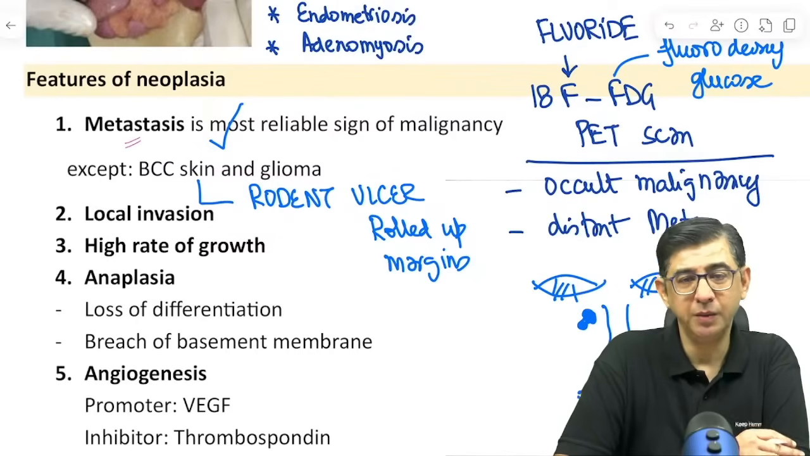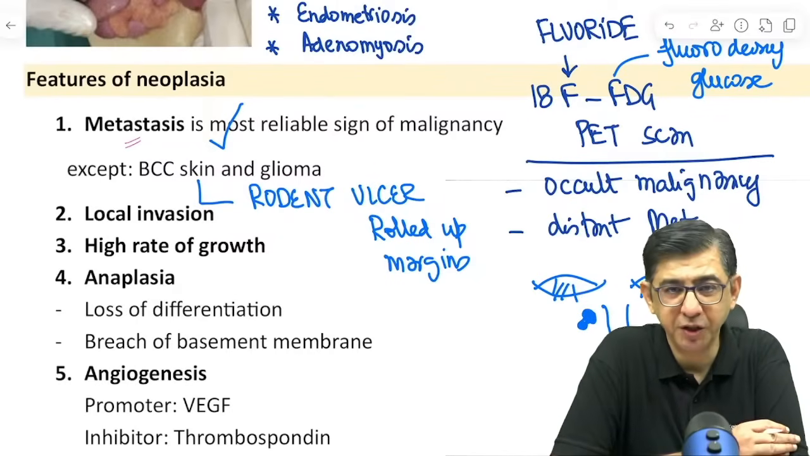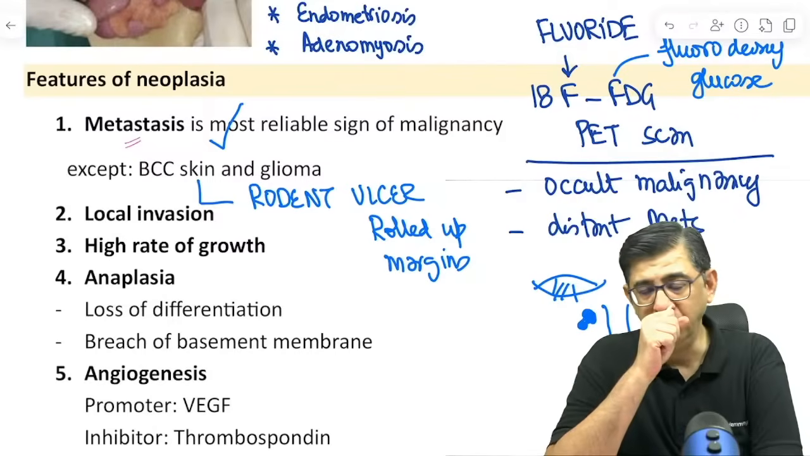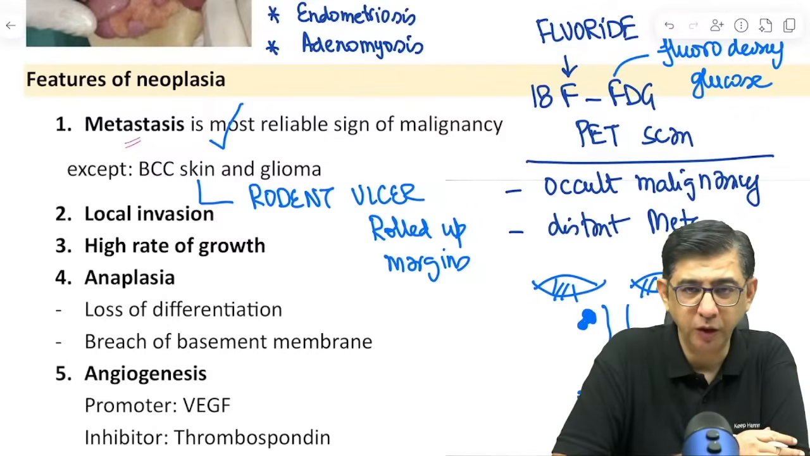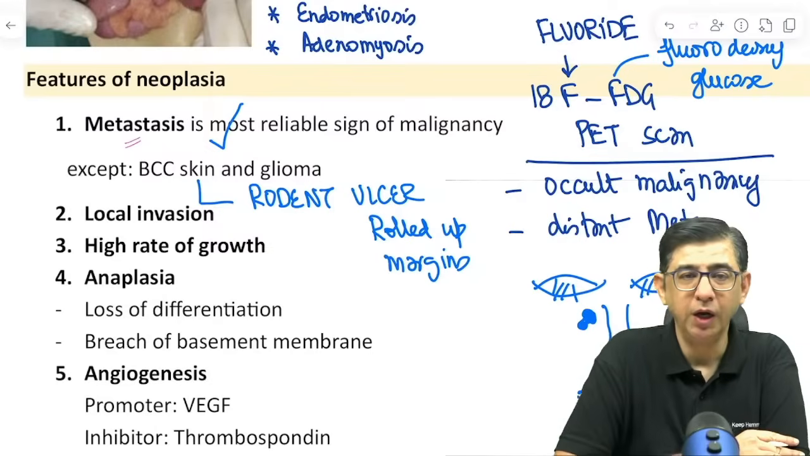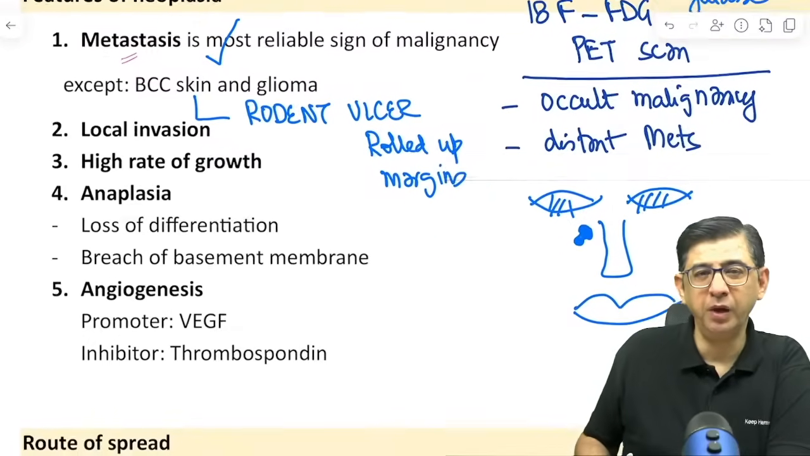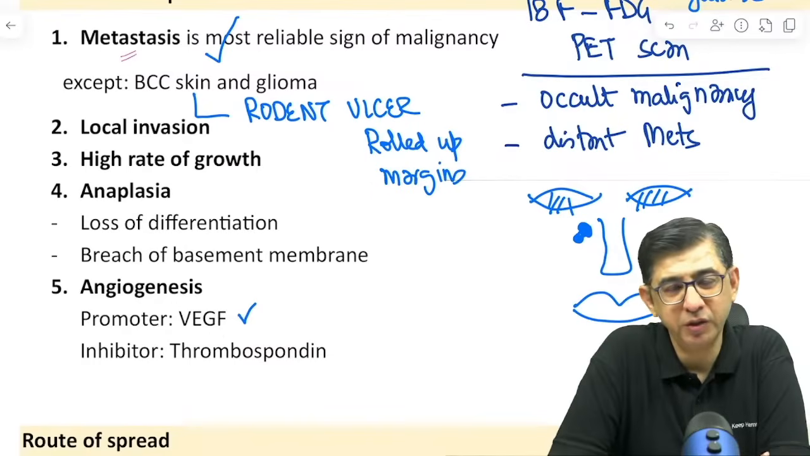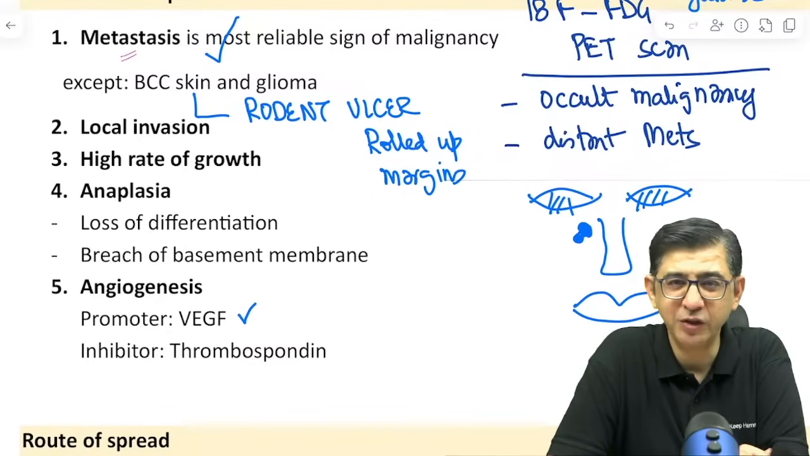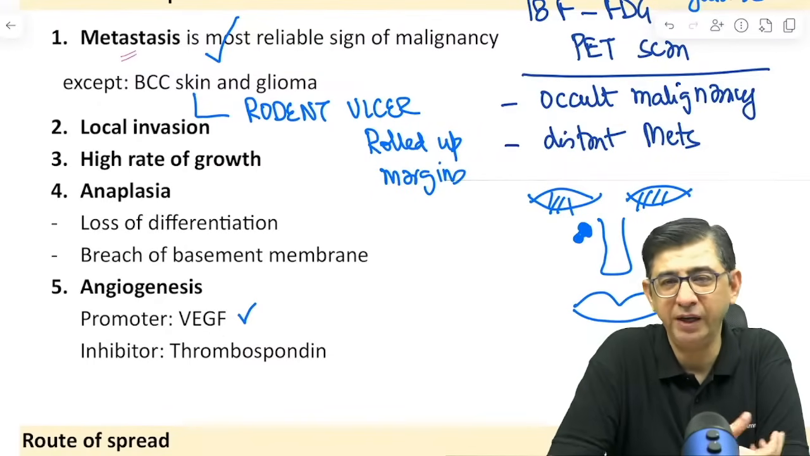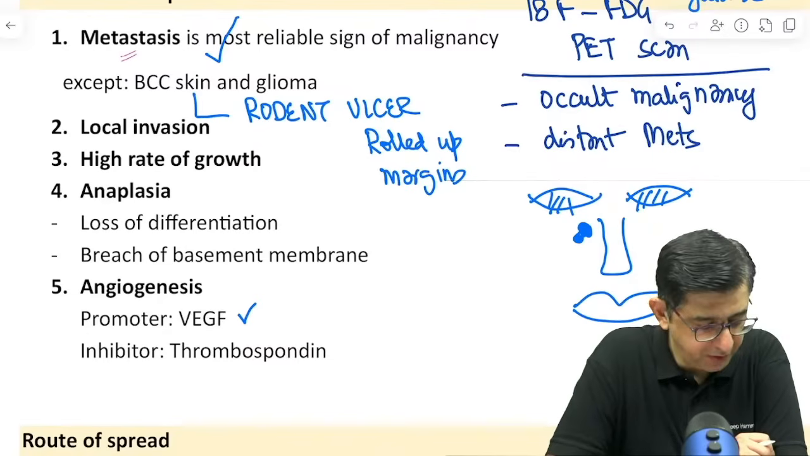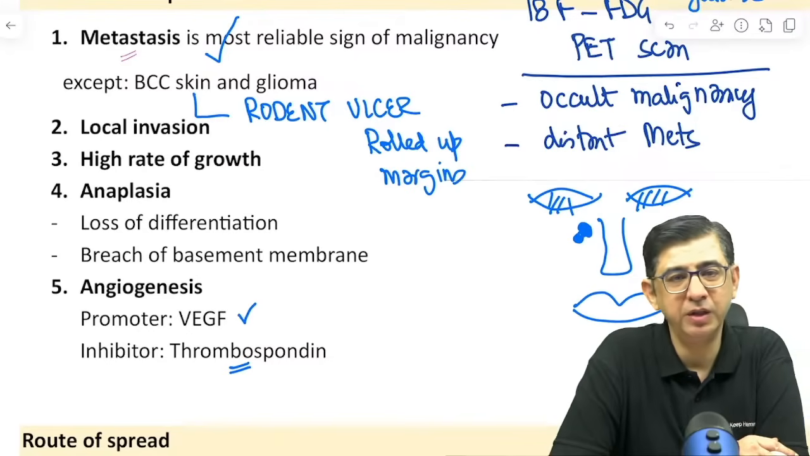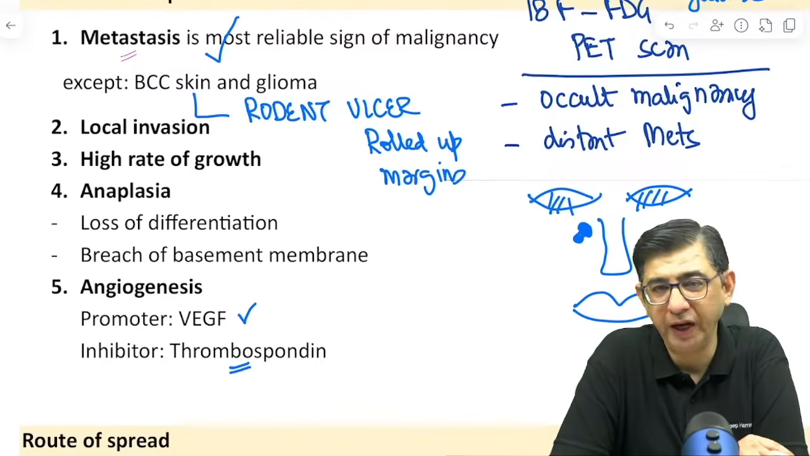Anaplasia में सबसे important चीज है loss of differentiation, and then is breach of the basement membrane that will happen subsequently. And then cancer needs blood vessels also for growth. So there are two things which you need to remember: promoter of angiogenesis and inhibitor of angiogenesis. तो promoter तो पता ही है, vascular endothelial growth factor, for which we have anti-VEGF molecules also. But if he says the word inhibitor of angiogenesis for a malignancy, then the answer would be given as thrombospondin.